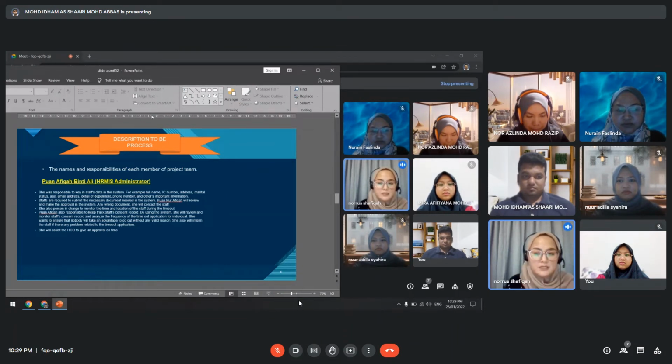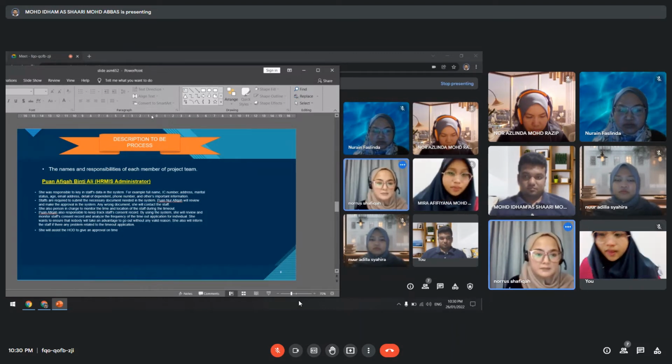By using the system, she will review and monitor staff consent records and analyze the frequency of time out applications for each individual. She wants to ensure that nobody takes advantage to go out without any valid reason. She will also inform the staff if there is any problem related to the time out application. She will assist the HOD to give approval on time. I pass to the other friends.